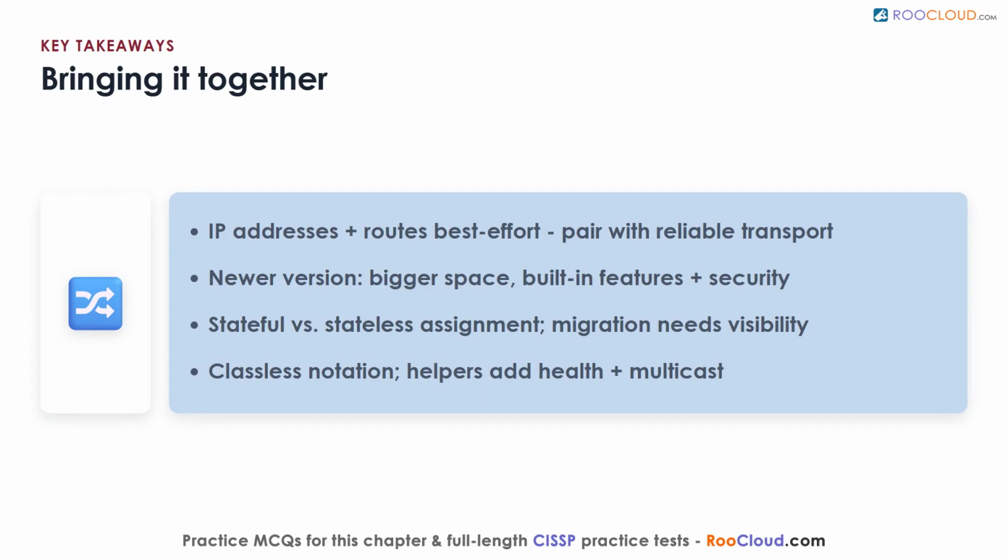Classic classes gave way to flexible, classless notation. And the two helper protocols add health testing and multicast group delivery. Master addressing, and you control both where traffic goes and who can watch it.